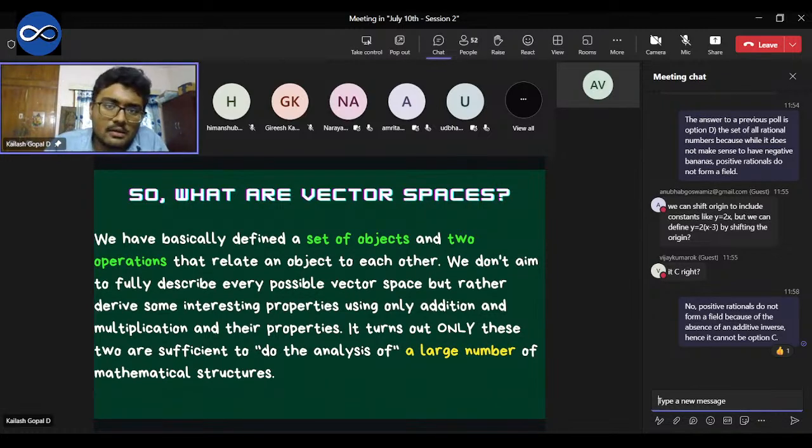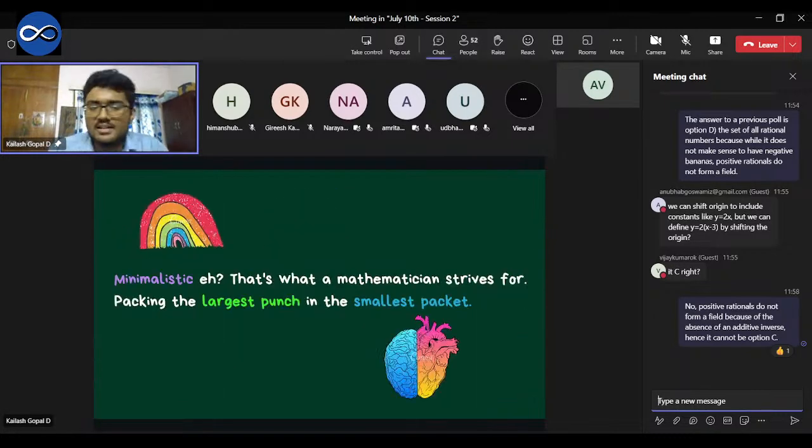That is the fundamental notion of mathematicians, and for some higher reason which even I don't know, mathematicians have just stopped with this vector space. We've just taken two operations, some relation between these two, and some properties. And it turns out we can do the analysis of a large number of structures, functions even, with these vectors, with these vector analogies. So, minimalism, right? That's what we mathematicians aim for. We want to pack the largest punch in the smallest packet.